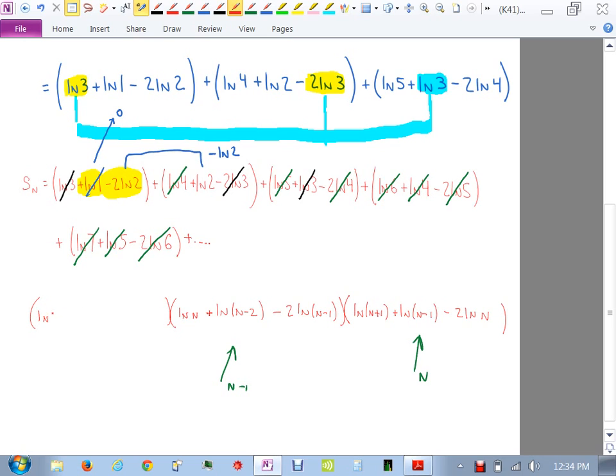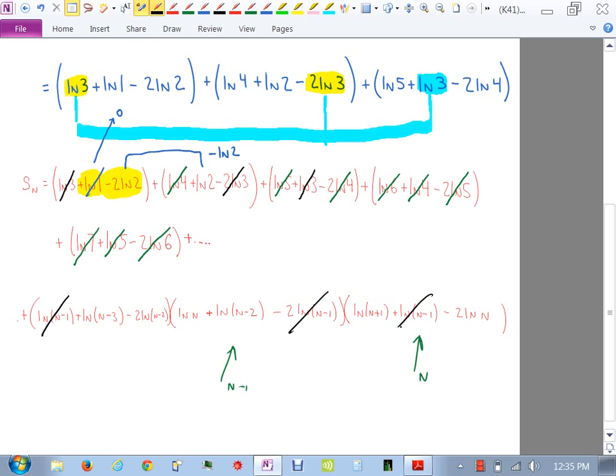Natural log n minus 1 plus natural log n minus 3 minus 2 natural log n minus 2. And then plus in front of that, the other way, right? Yeah, let's verify this. This first one, this last one, and this middle one go away, don't they?